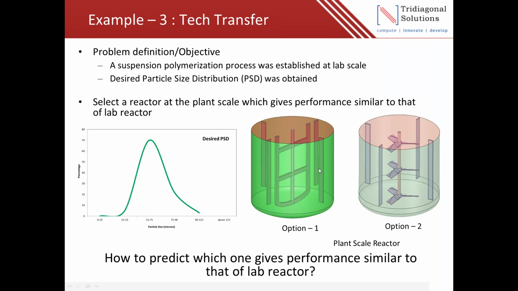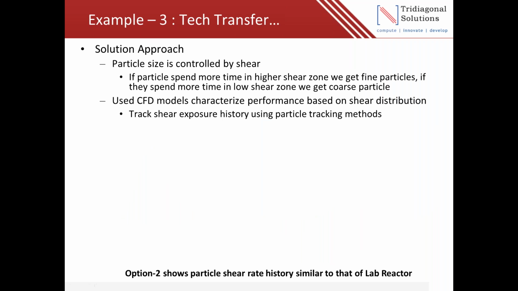Let's look at how we can get more insight into this. How do we predict which one gives performance similar to the lab reactor? So we tried to understand the shear distribution based on the correlations and the Metzner-Otto constant, but that did not give us more insight. Then we looked at whether we can use CFD methods to get more insight. We are talking about a suspension polymerization process, where we are looking at particle size distribution, and we know that particle size can vary if the particles spend a very large amount of time near the impeller, or a large amount of time away from the impeller.